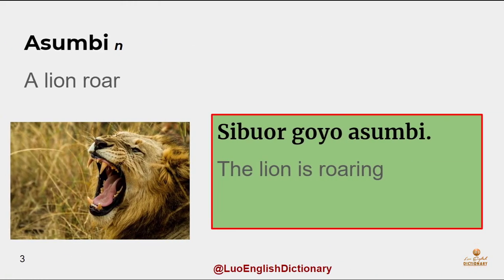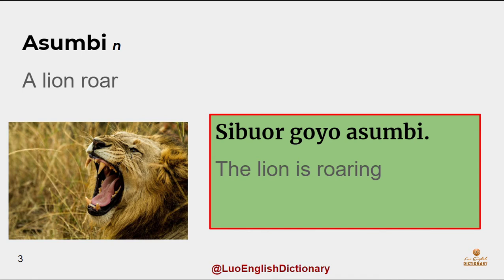The other Asumbi is a lion's roar. When a lion roars, you can say, Sibur goyo Asumbi. So the lion is roaring, so Sibur goyo Asumbi.